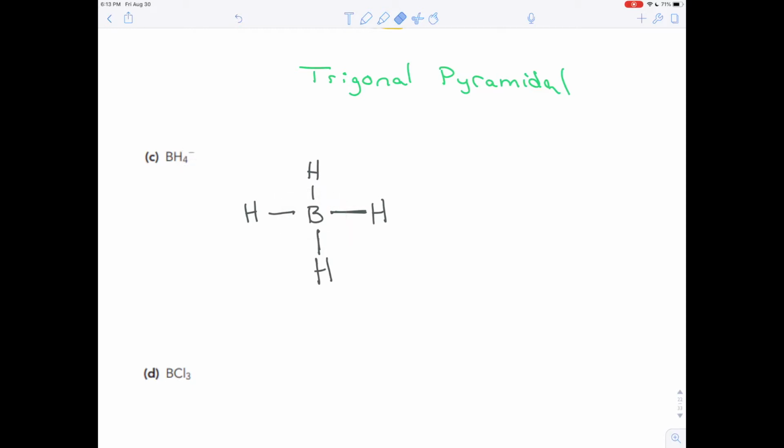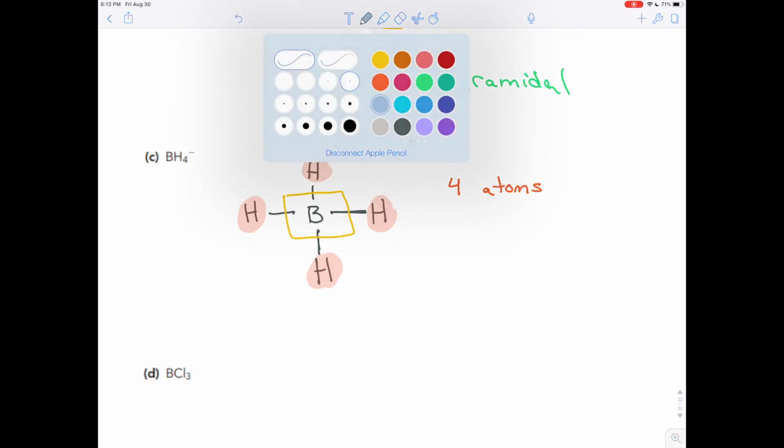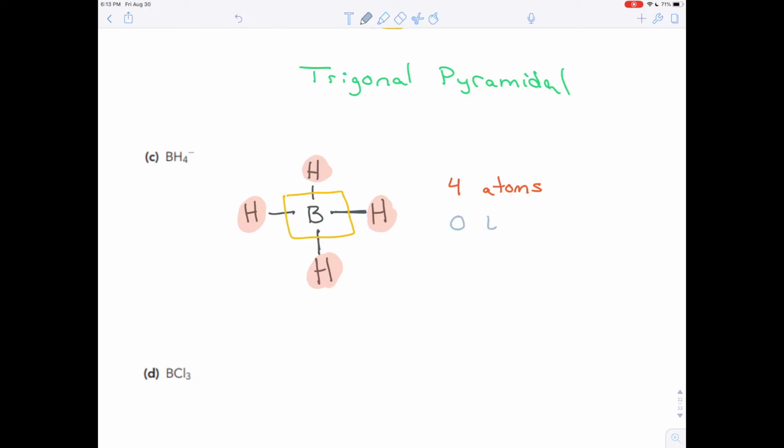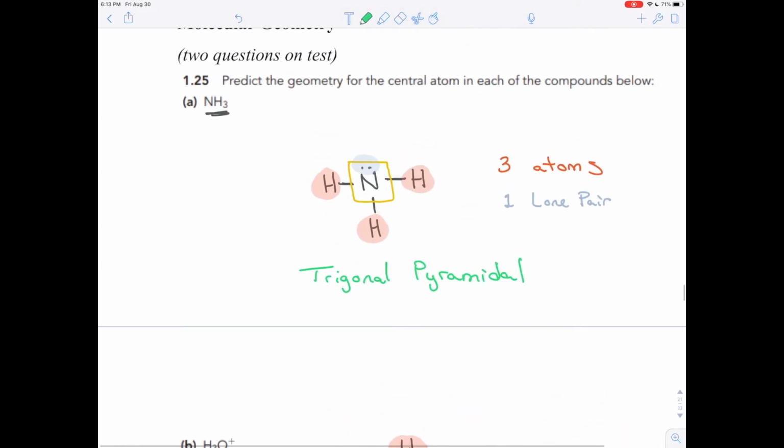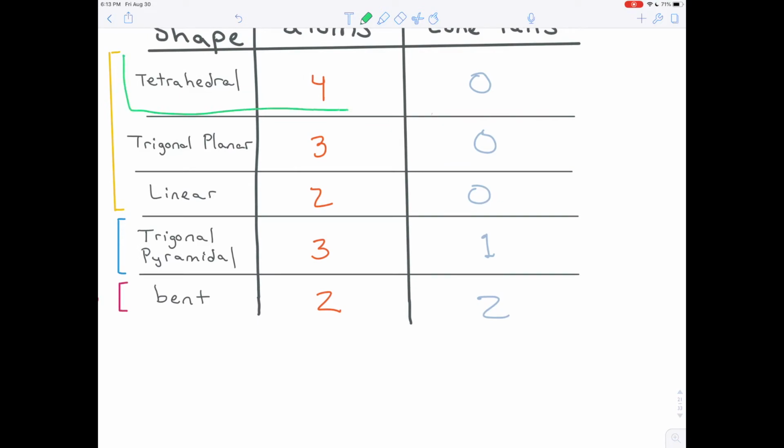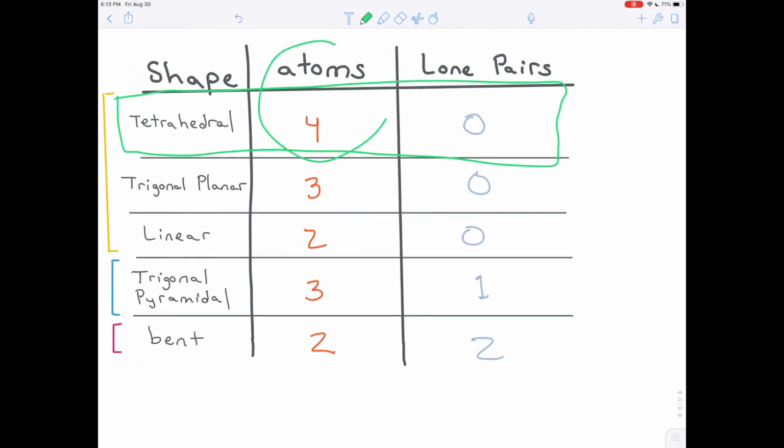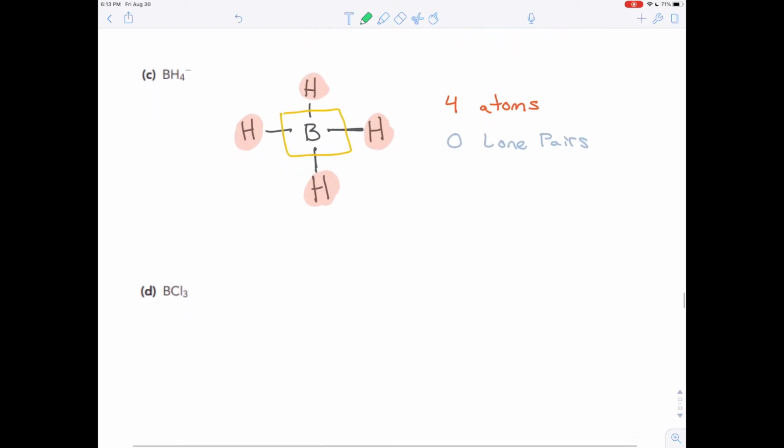Okay, but if we are looking just for the shape, we'll pay attention to that central atom, and we'll ask ourselves first, how many atoms is that connected to? It's connected to 1, 2, 3, and 4. So we've got 4 atoms here. And how many lone pairs? There are none. There are no dots around that boron. So 0 lone pairs. And that combination of stuff pushing against each other, we saw earlier, gives you a tetrahedral shape. So if you have 4 atoms, 0 lone pairs, you get that tetrahedral shape. And so this molecule will be tetrahedral.